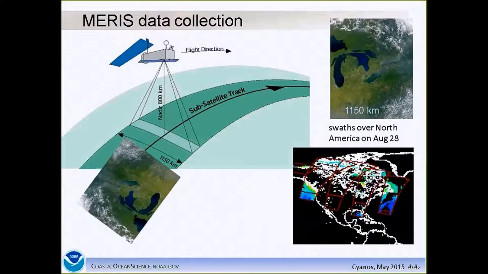Just to give you an idea of what it looks like, this is the MERIS. These are actual swaths. Sorry, it's not California, it's the Great Lakes, but I didn't think I could change that. They actually fly north to south, so this odd orientation you see here is just the way it works. But you can see the width of the swath in this case.